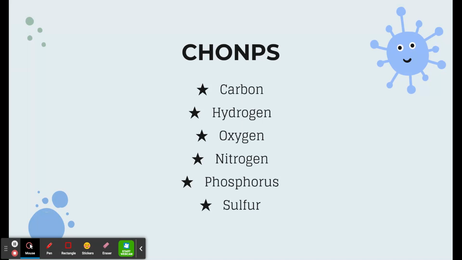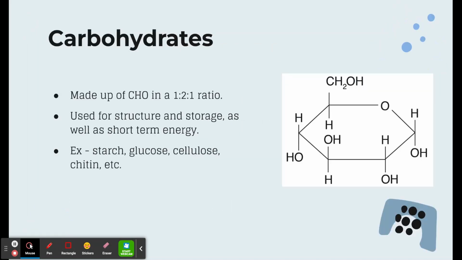Animals exchange these elements with their environment through activities such as eating and drinking. The first macromolecule is carbohydrates, which are made up of carbon, hydrogen, and oxygen, usually in a 1 to 2 to 1 ratio. You do not need to know the exact structure of macromolecules for the AP exam, but it might be helpful to learn how to recognize them. Carbs are used for structure and storage and are the primary source of energy in a lot of organisms.